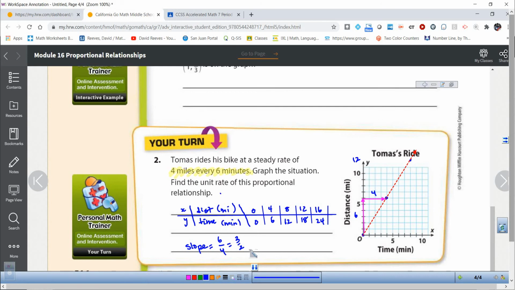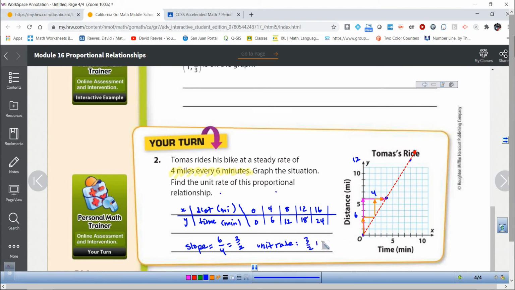But that simplifies to what? 3 over 2. In fact, if we went here, and let me use a different color, if I went up 3 and over 2, do you see how I'm on that line right there? Up 3 and over 2, that gets me there as well on the line. So the slope simplifies to 3/2. Remember, the slope tells us the unit rate. So what does that mean?